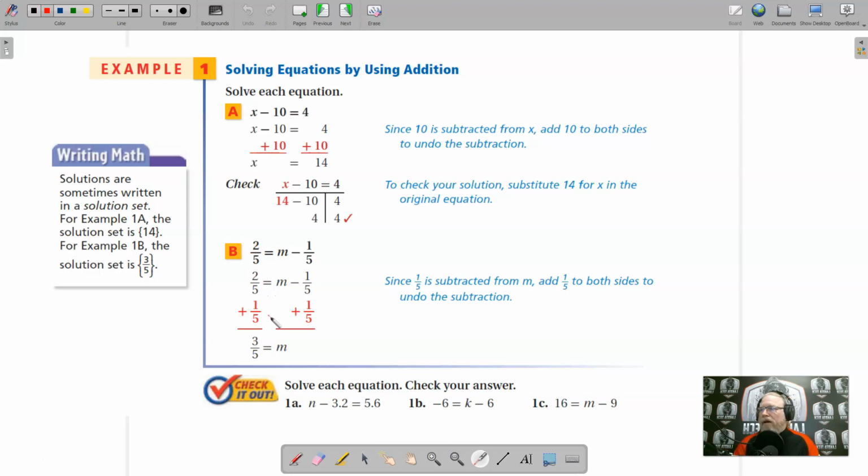So, also the idea of isolating the variable. Notice how we talked about isolating the variable in the last slide. That is, by isolating the variable, we mean getting it all by itself on one side.